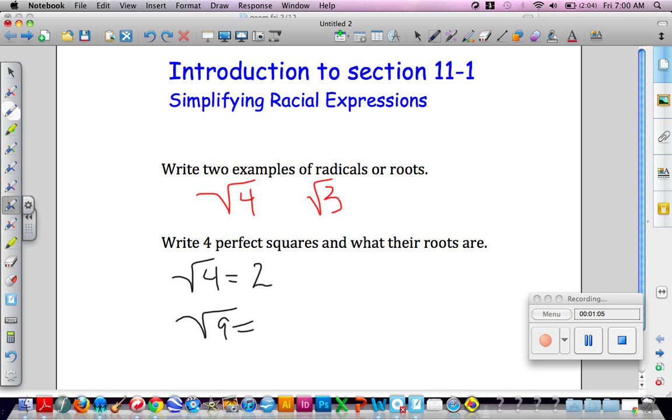Square root of 9. That's a perfect square. When we simplify that, we get 3. Square root of 16. When we simplify that, we get 4. And 25 is another perfect square. And when we take the square root of that, we get 5.